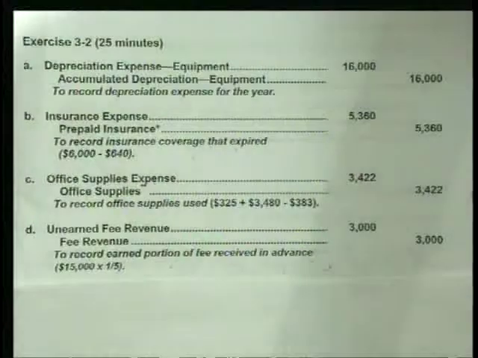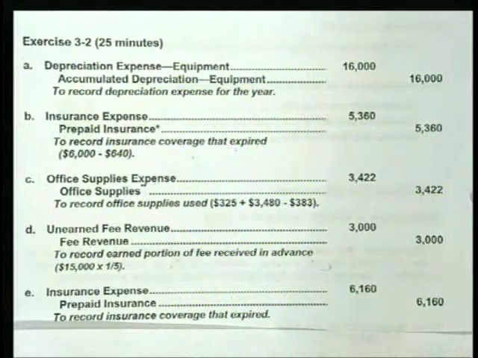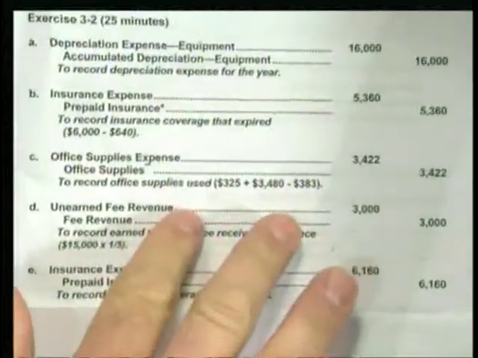Now you see the difference here? In B, they told us the ending balance, and we needed to compute the amount that was expired, because the amount that had expired during the period is the amount of the AJE. Here, they tell us right out the amount that expired. Okay? 6160. So that's how much goes into the AJE. Okay? The amount that had expired. Okay, questions on that one?